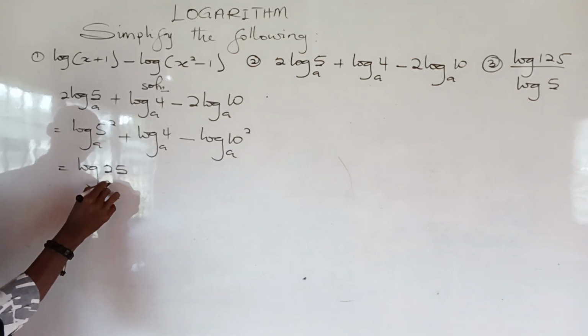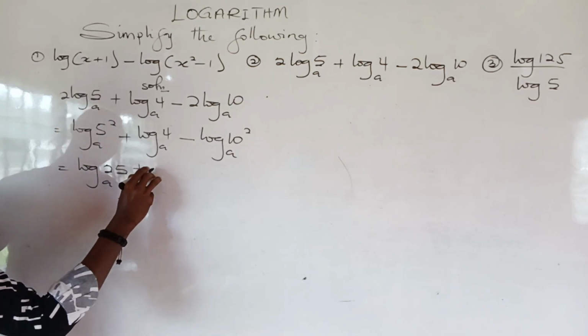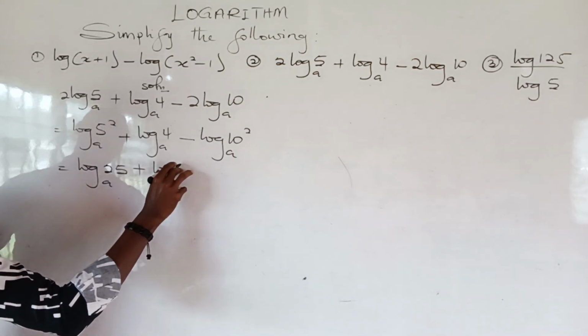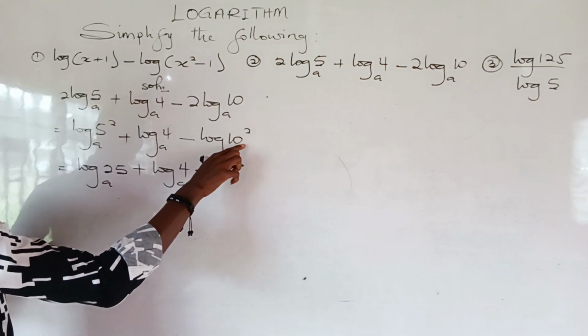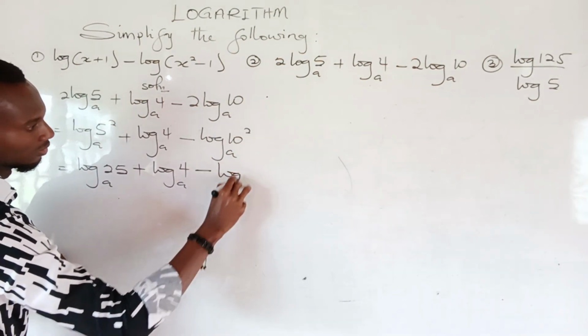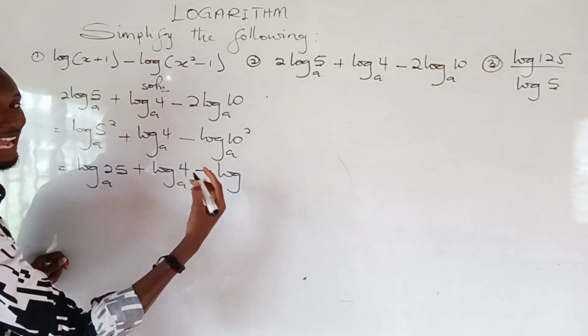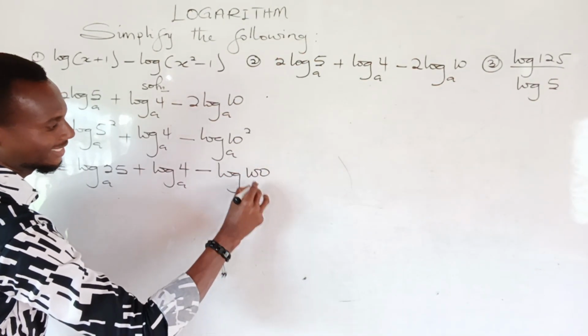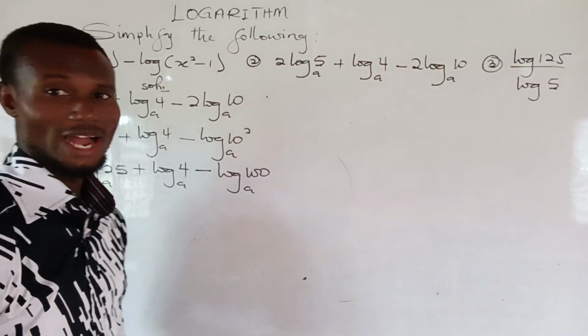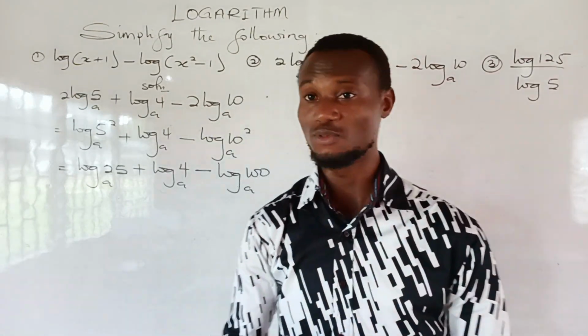Log 25 to the base a plus log 4 to the base a minus the log of 10 to the power 2, which is 100. So I'm going to have log 100 to the base a. I hope you understand and you agree with me up to this point.